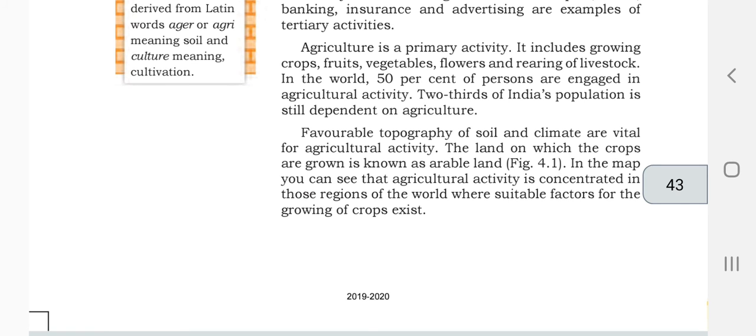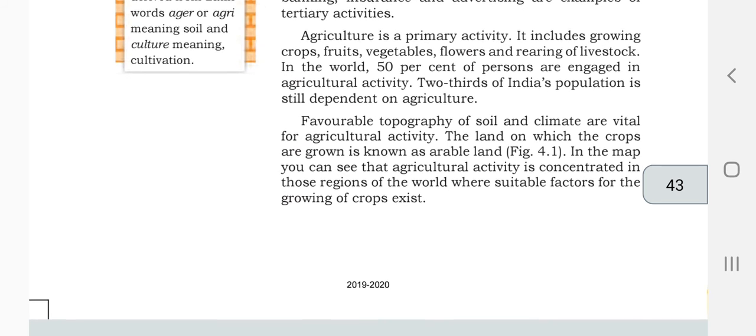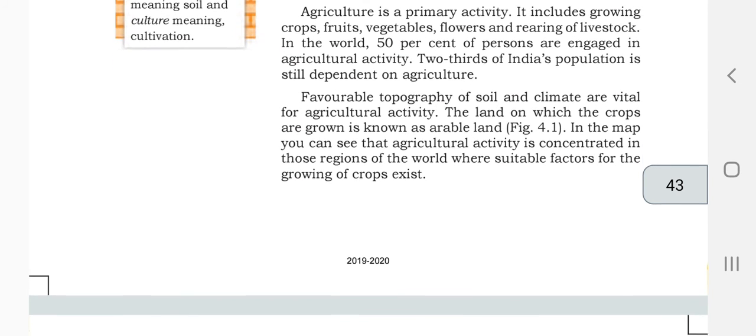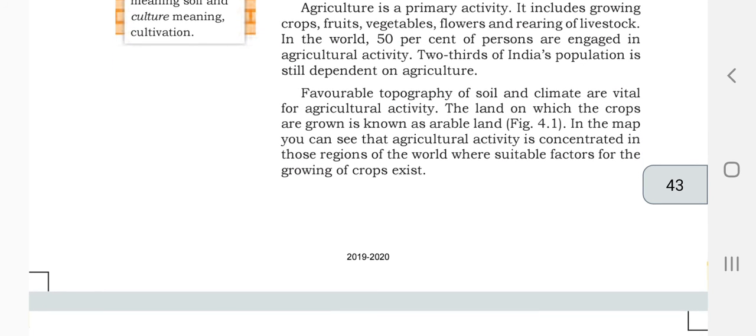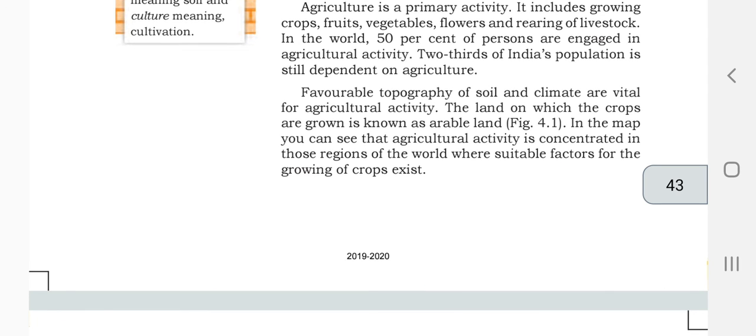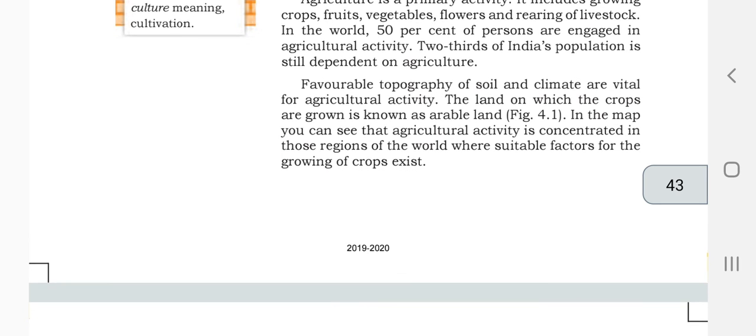Otherwise, it will not produce. So these are the activities that we saw, the production of things, the three processes of agriculture.